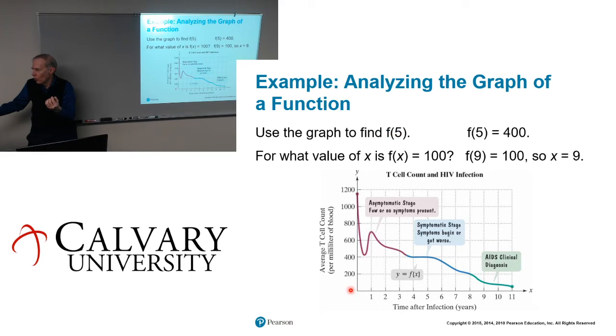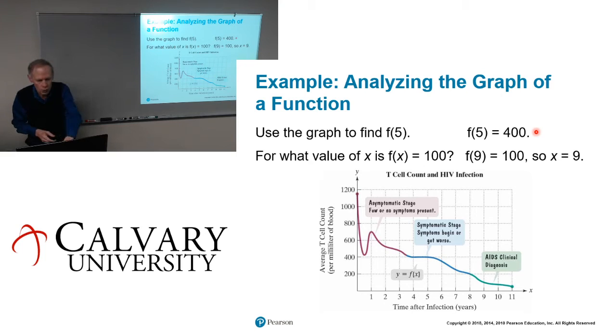So remember, f of 5 means what is the functional value when x is 5. So you go, of course, to the horizontal axis for x. When you get to 5, you go up to the corresponding point on the graph, then you go across, and it is 400. So f of 5 is equal to 400.